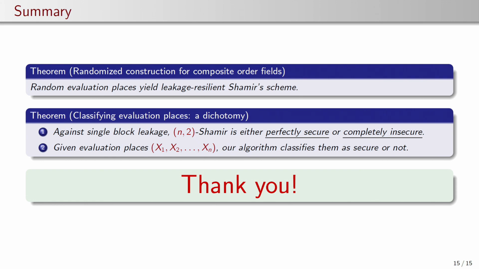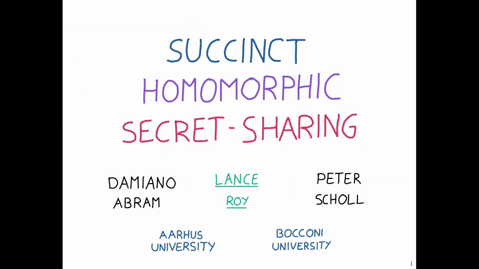So let's thank the speaker again. So let's move to the last talk of the session. The last talk is about succinct homomorphic secret sharing. This is a joint work by Damiano, Abraham, Lance Roy, and Peter Scholl. And Lance is going to give the talk.